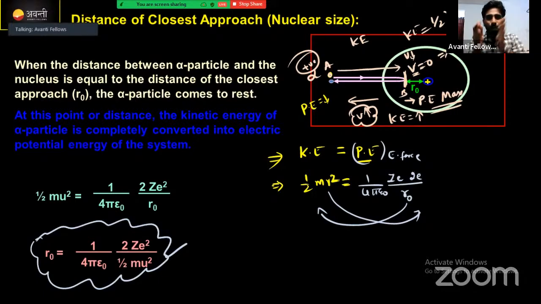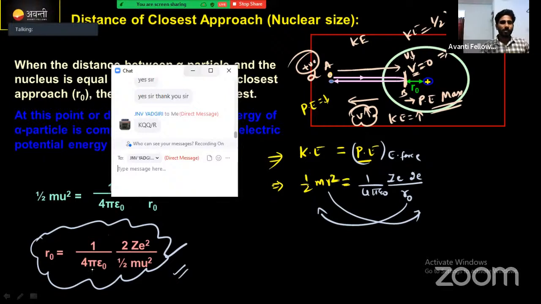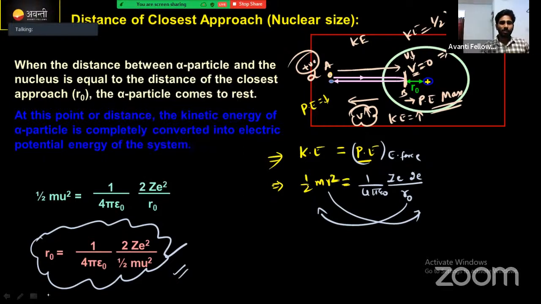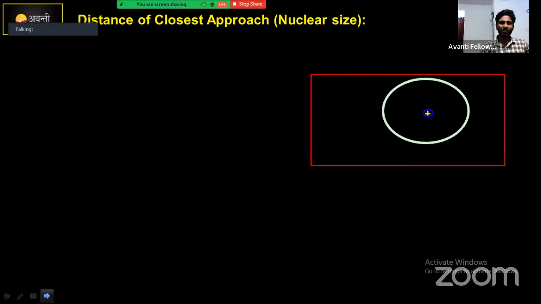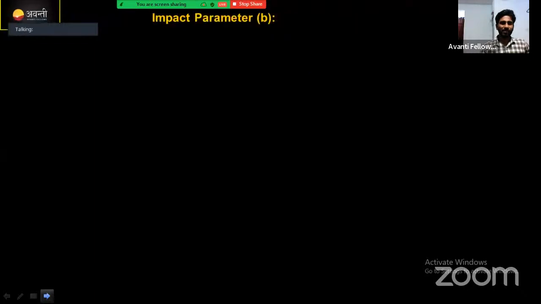It tells how closely the alpha particle will come near the positively charged body before it is reflected back. We can calculate it using this equation. Clear now? Okay, good. We'll move to the next slide. Yes, this is the distance of closest approach. Same? Yes, okay, no problem.